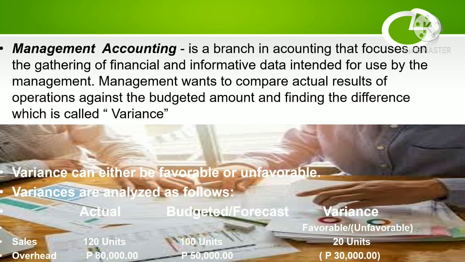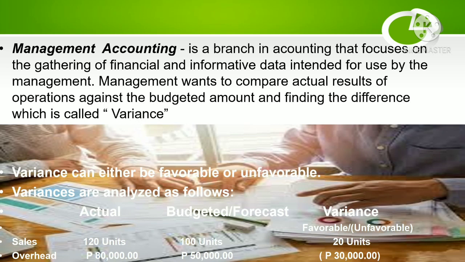So for example, the company makes the sales forecast or sales projection of 100 units while the actual sales volume turns out to be 120 units. So budgeted overhead is 50,000 while the actual is 80,000. So we're going to analyze the variance as follows.